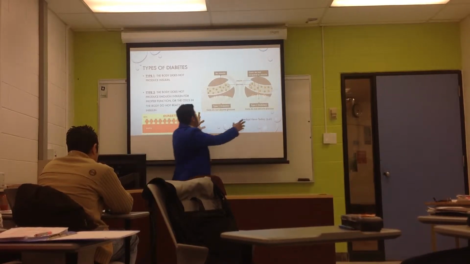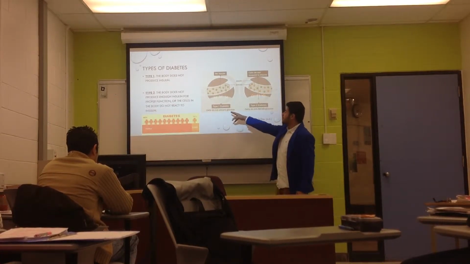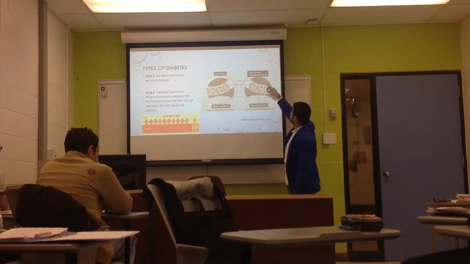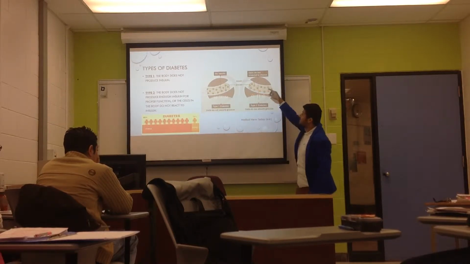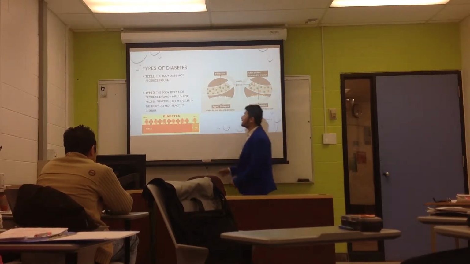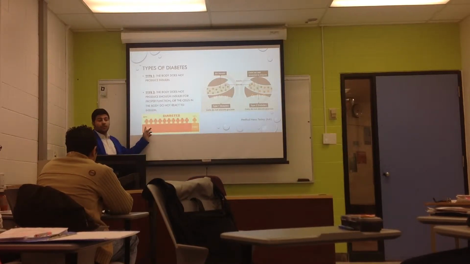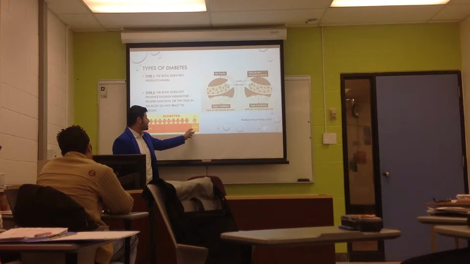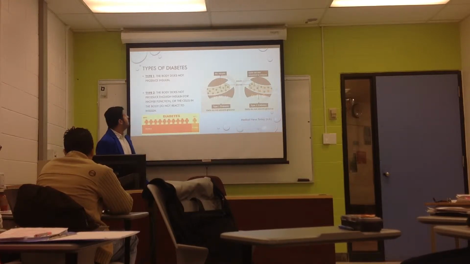There is a picture here. It shows that in the first type there is no insulin inside the blood, and in the second one the cells do not respond to insulin, but there is insulin. That's the second type. There is some statistics. It shows 90% of the world have type number 2, and just 10% have type number 1.